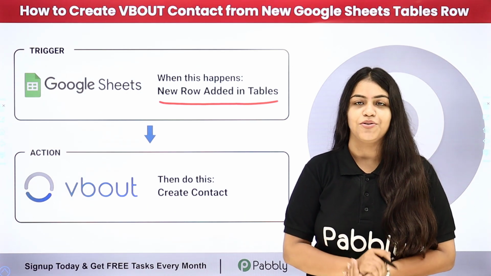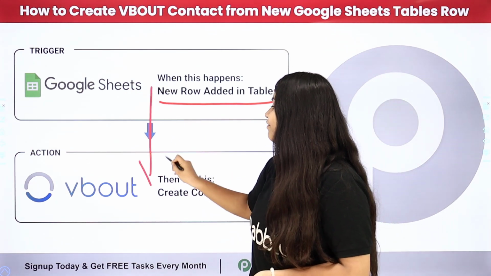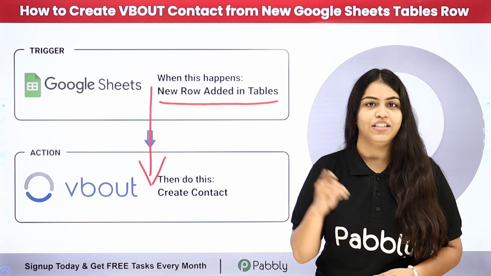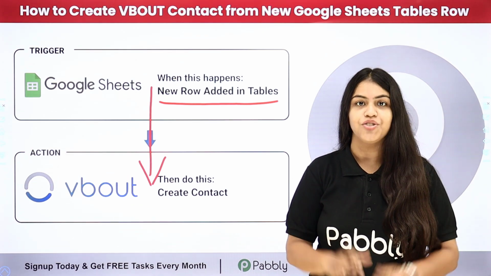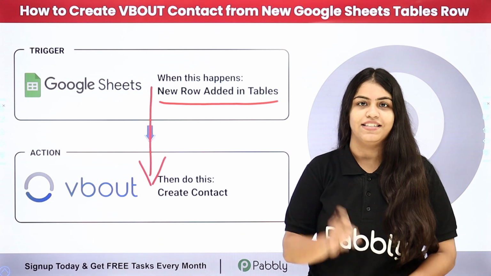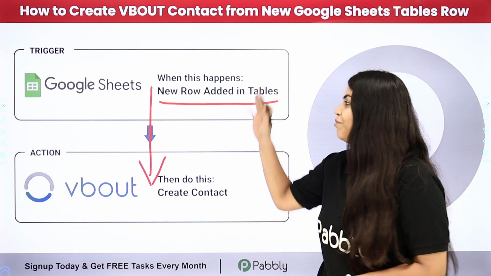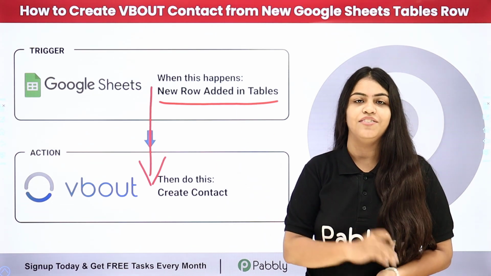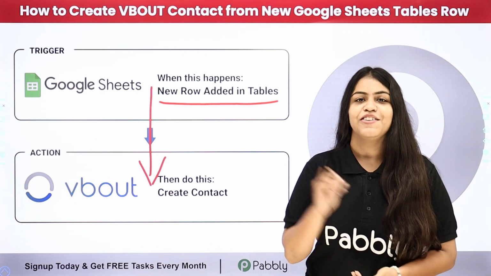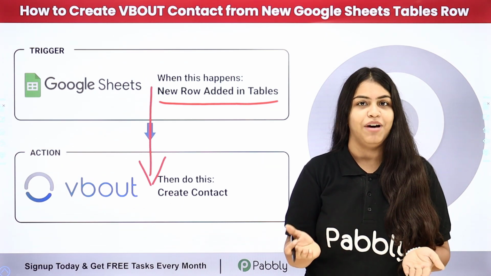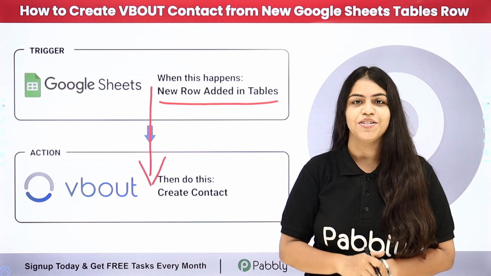So to do this, we are going to create a connection between Google Sheets and VBOUT. To create this connection without knowing any programming or coding language, we are going to use Pabbly Connect. It is an amazing automation software. So I'm going to create this automation so that I can convert my leads into paying clients. So do you also wish to learn this process step by step? Then let me take you to my computer screen.